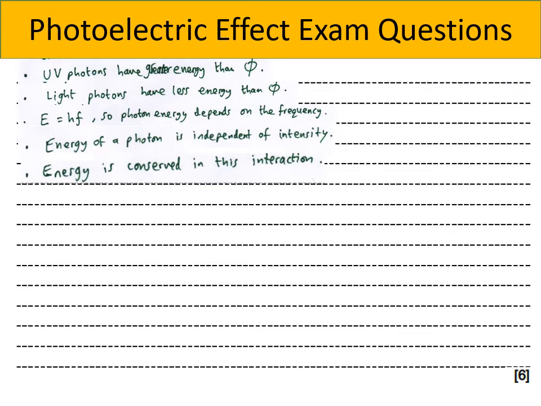Energy is conserved in this interaction, and we can write Einstein's photoelectric equation as well: hf is equal to phi plus Ke max. The energy of a photon is the minimum energy required to free a single photoelectron from the surface of the metal, plus the maximum kinetic energy of the emitted electron. So the effect of increasing intensity is related to the rate at which photons are absorbed by the plate.